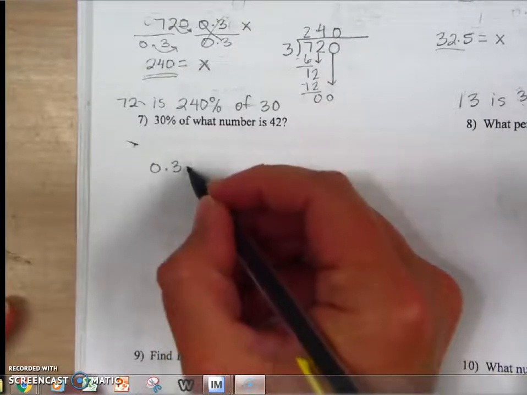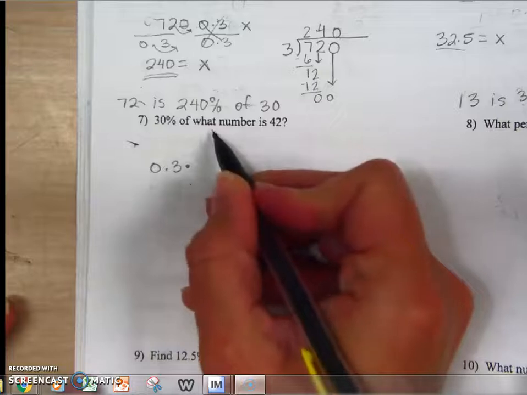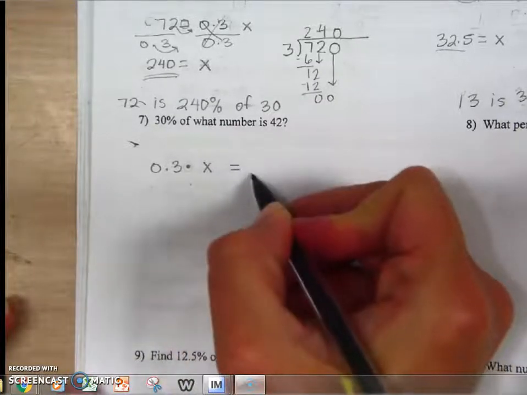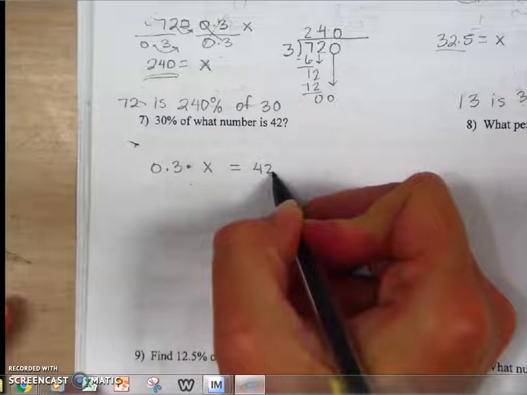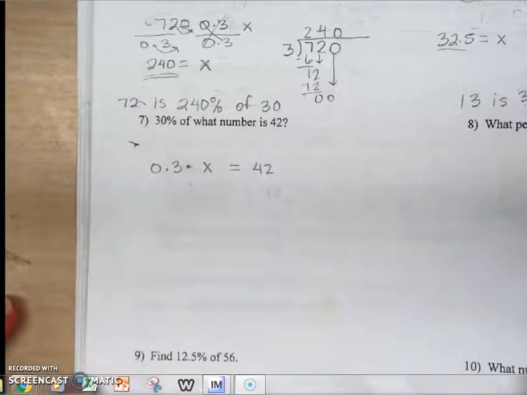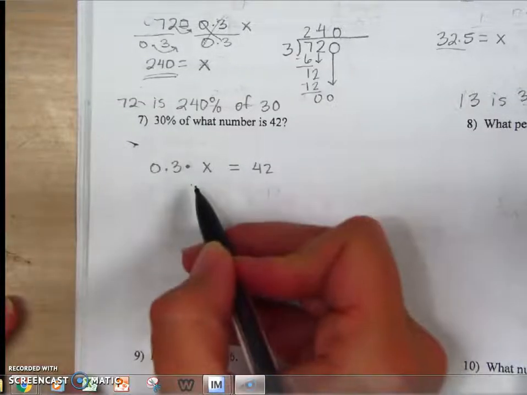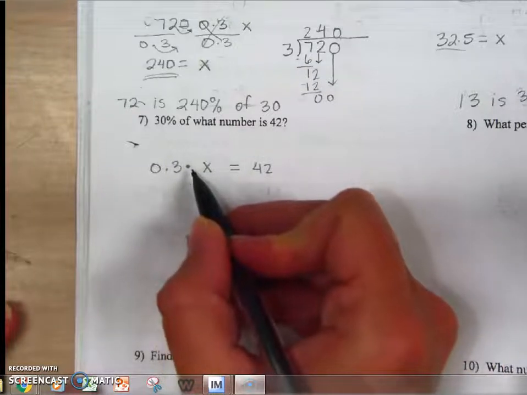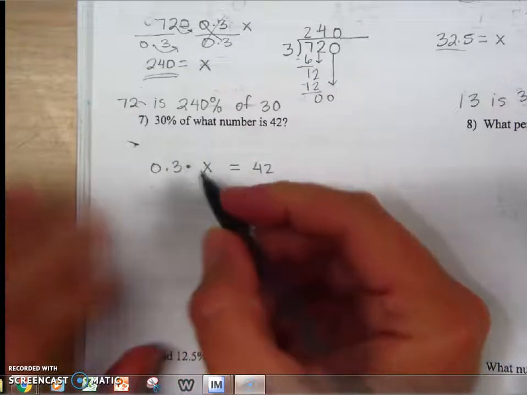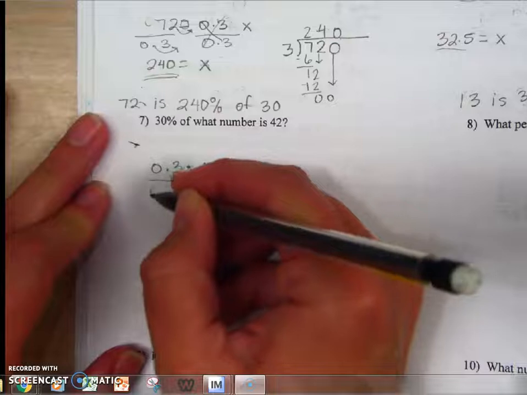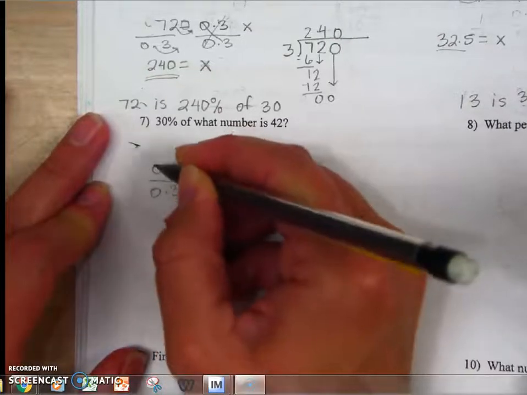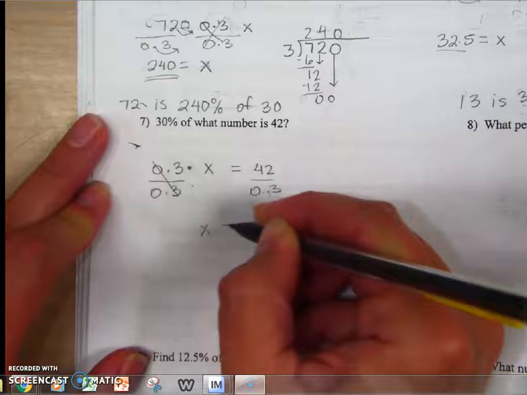I just don't really need it. 30% of means multiply. What number means x is equals 42. All right, so this one already skipped right to that part for me. 0.3 times x equals 42. 0.3 times something. And so to figure out the something, we're going to divide. So I'm going to divide this side by 0.3 and that side by 0.3. Those eliminate, so I have x equals.